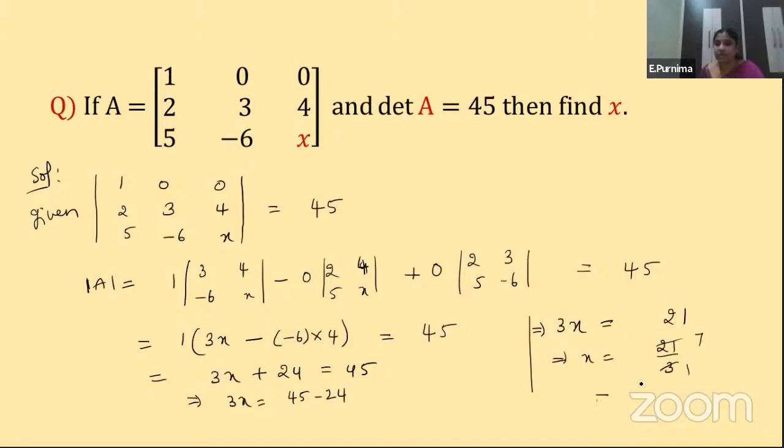So what is the x value, children? X is equal to how much we got? 7. So this is like this. You have to find out the determinant. I hope you understood how to find out the determinant of a 3 by 3 matrix.